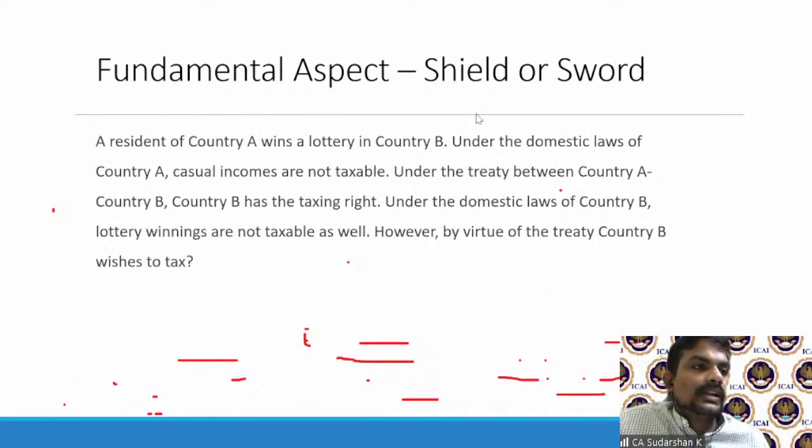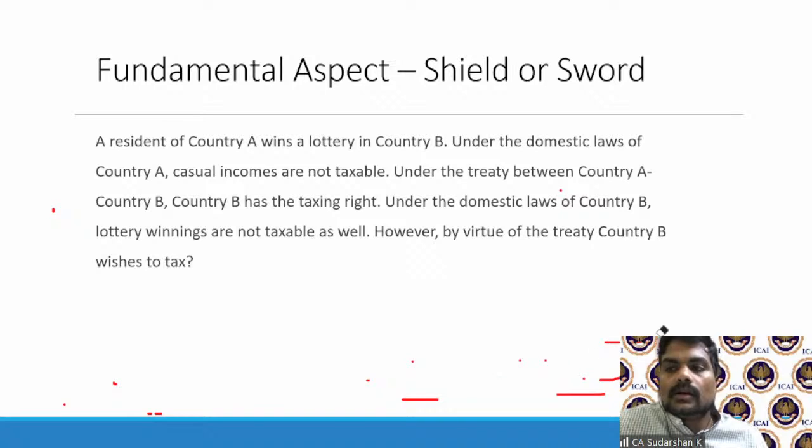Let me give you one example for you to better appreciate the point I was trying to mention. Now look at this particular question before you. A resident of country A wins a lottery in country B. Now, under the domestic laws of country A, where he is a tax resident, casual incomes, that is lottery incomes, are not taxable.